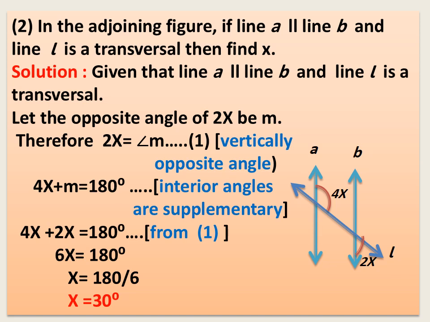Now, when the lines are parallel, the interior angles are supplementary. Therefore, 4x plus M is equal to 180 degrees. Therefore, 2x plus 4x is equal to 180 degrees, because 2x is equal to M. Therefore, 6x is equal to 180 degrees. Therefore, the value of x will be 180 upon 6, which is 30 degrees. Therefore, the value of x is equal to 30 degrees.